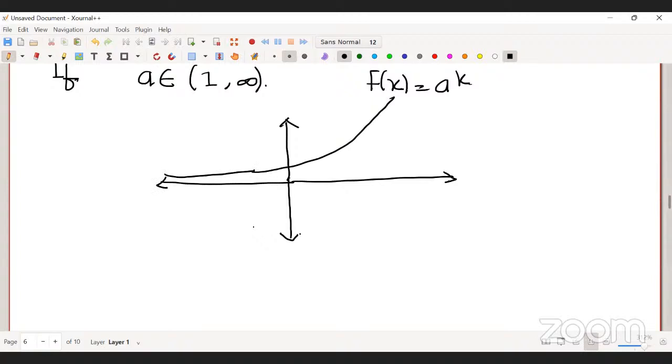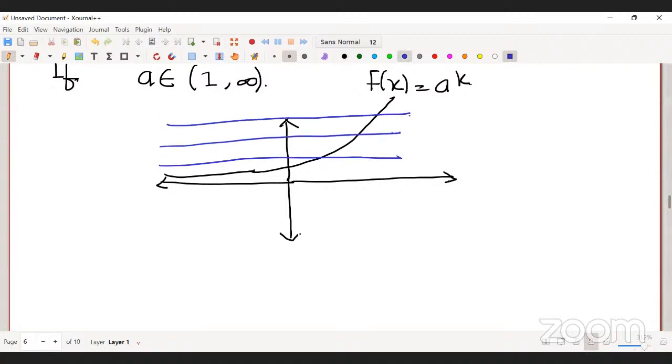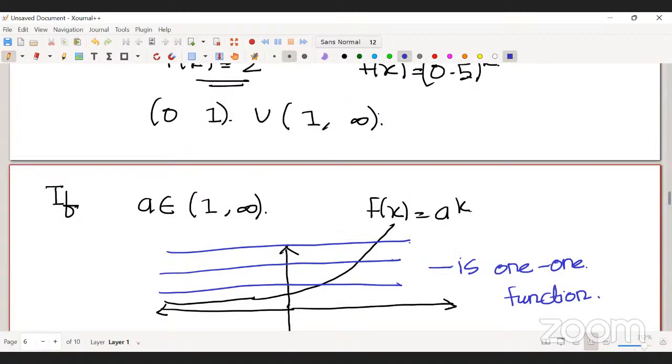This is the graph of f of x equals a power x if a is between 1 and infinity. As you can see, if I apply the horizontal line test, then this function is a 1-1 function. This is always a 1-1 function if a is in the interval 1 to infinity.